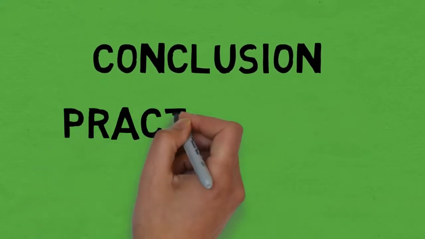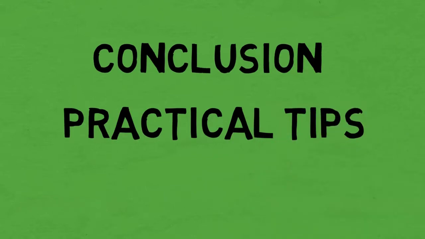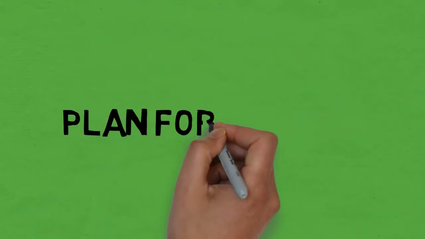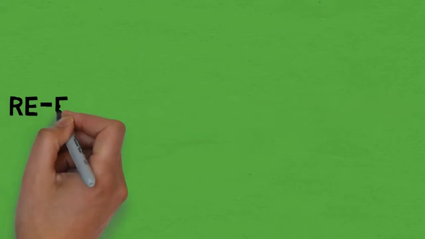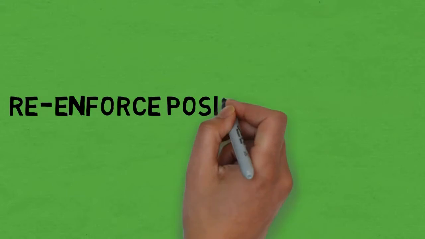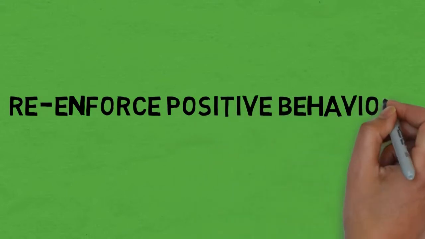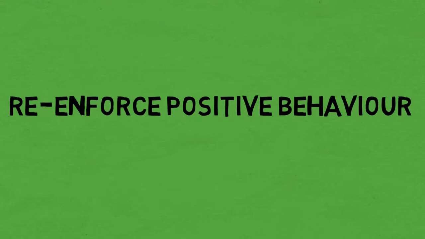And finally, practical tips. Always try and plan for success. For example, if you want the drill to focus on attacking skills like I did, always try and ensure that the attacking team has always got the advantage. And similarly, if you want to plan for defensive drills, always make sure that the defensive team has got the advantage. Secondly, always reinforce positive behavior. So if someone does something good, give them some positive feedback and they're more likely to adopt that behavior.